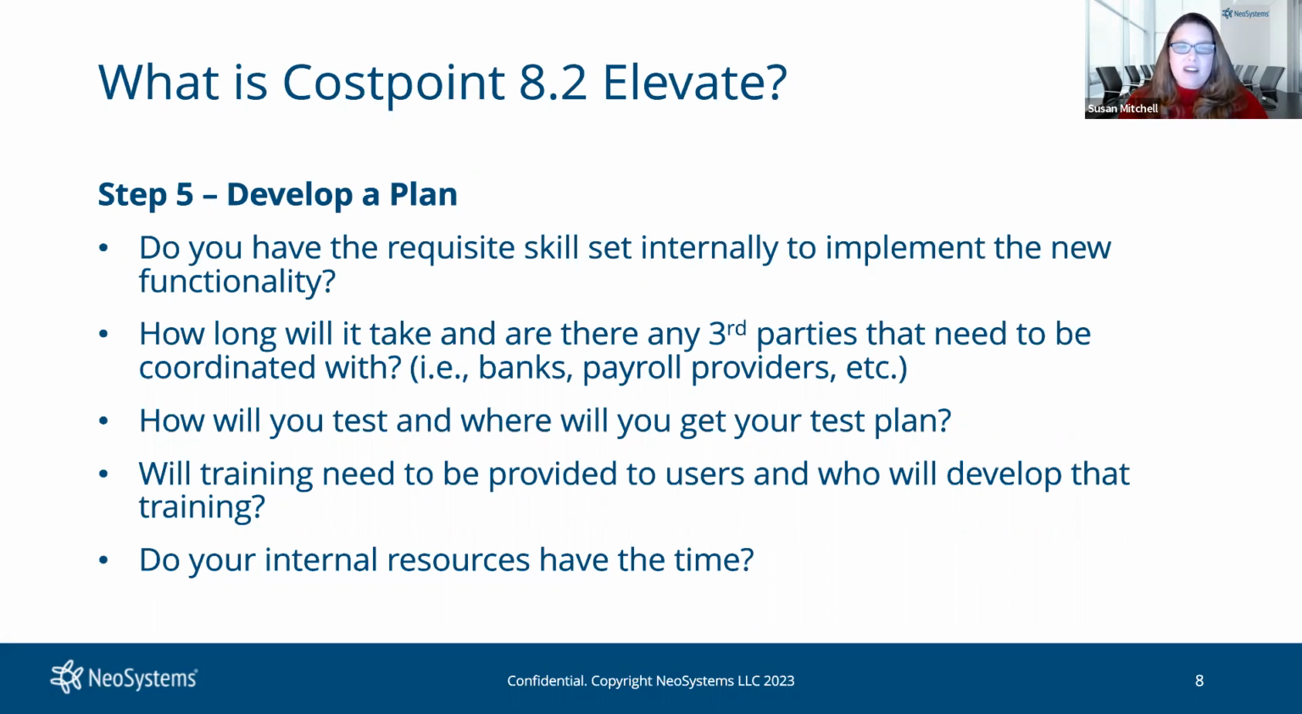The second one is, how long will it take? And are there any third parties that need to be coordinated with? A good example of this is, say they haven't been using ACH, automated ACHs, and they want to start using the automated process. That is going to involve some coordination with your bank. You're going to have to get the file format. You're going to have to do some test feeds and things like that. So you would want to account for that time and that coordination with your bank. That's what I mean when I say coordination with third parties.